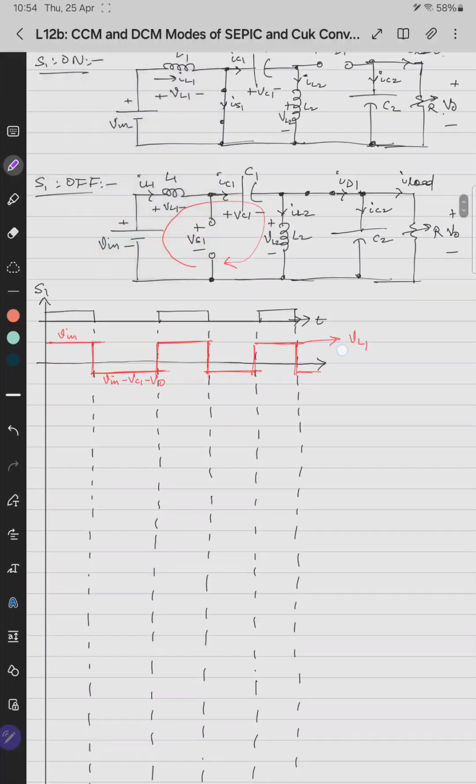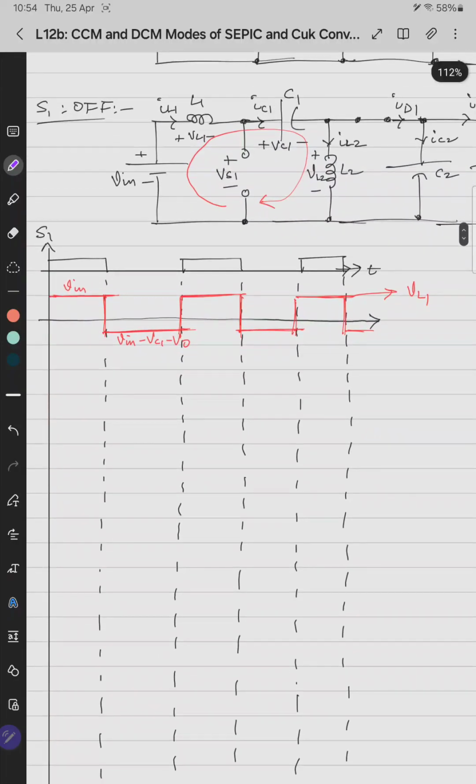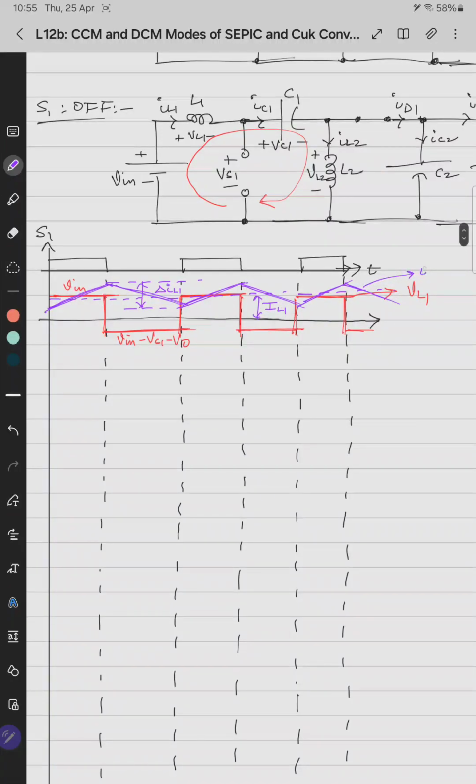Quickly we'll draw the IL1 waveform. If the voltage is positive, the current will rise. If it is negative, the current will fall, and we'll assume that there is a steady state. So it is a triangular waveform with a constant band. This is called delta IL1, and it has some average value, which is called capital IL1. This purple waveform is the IL1 waveform.